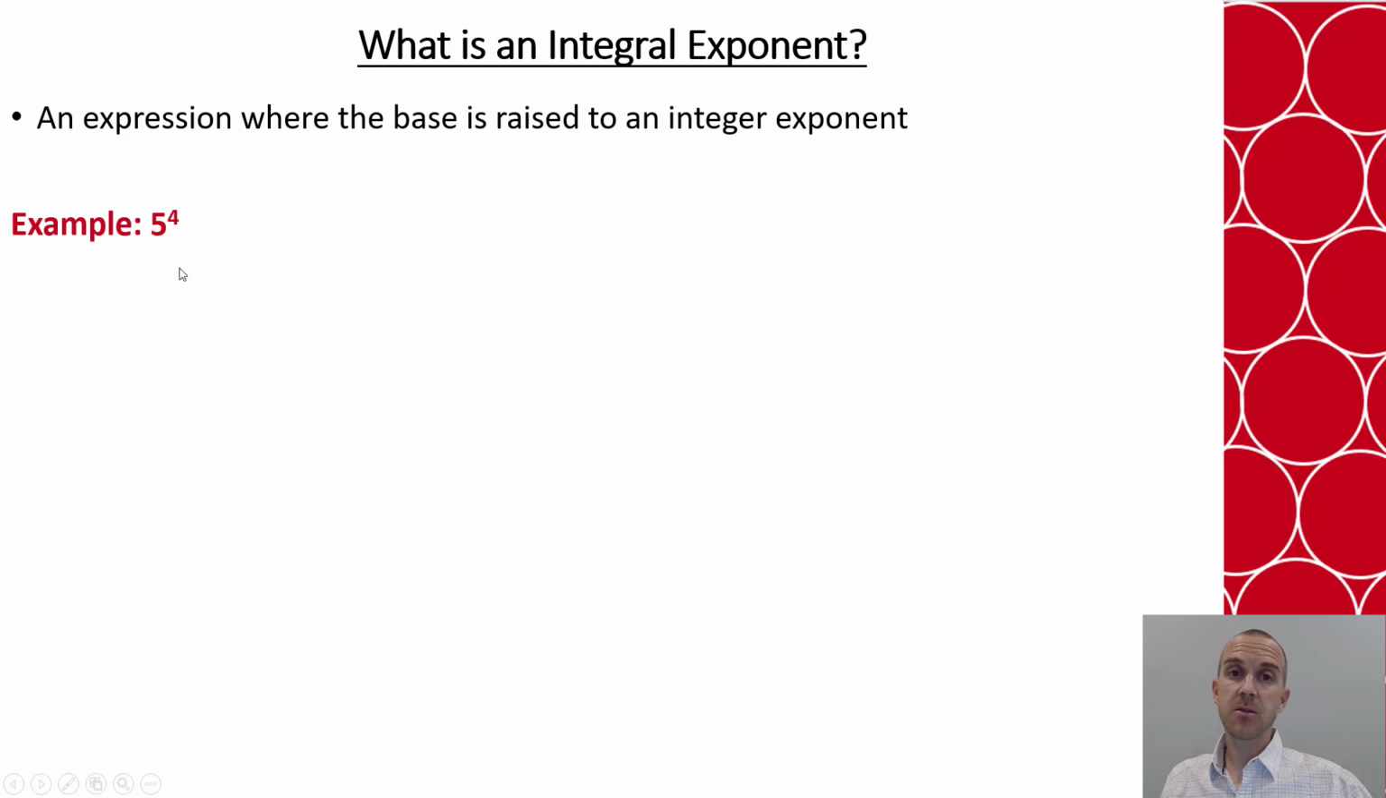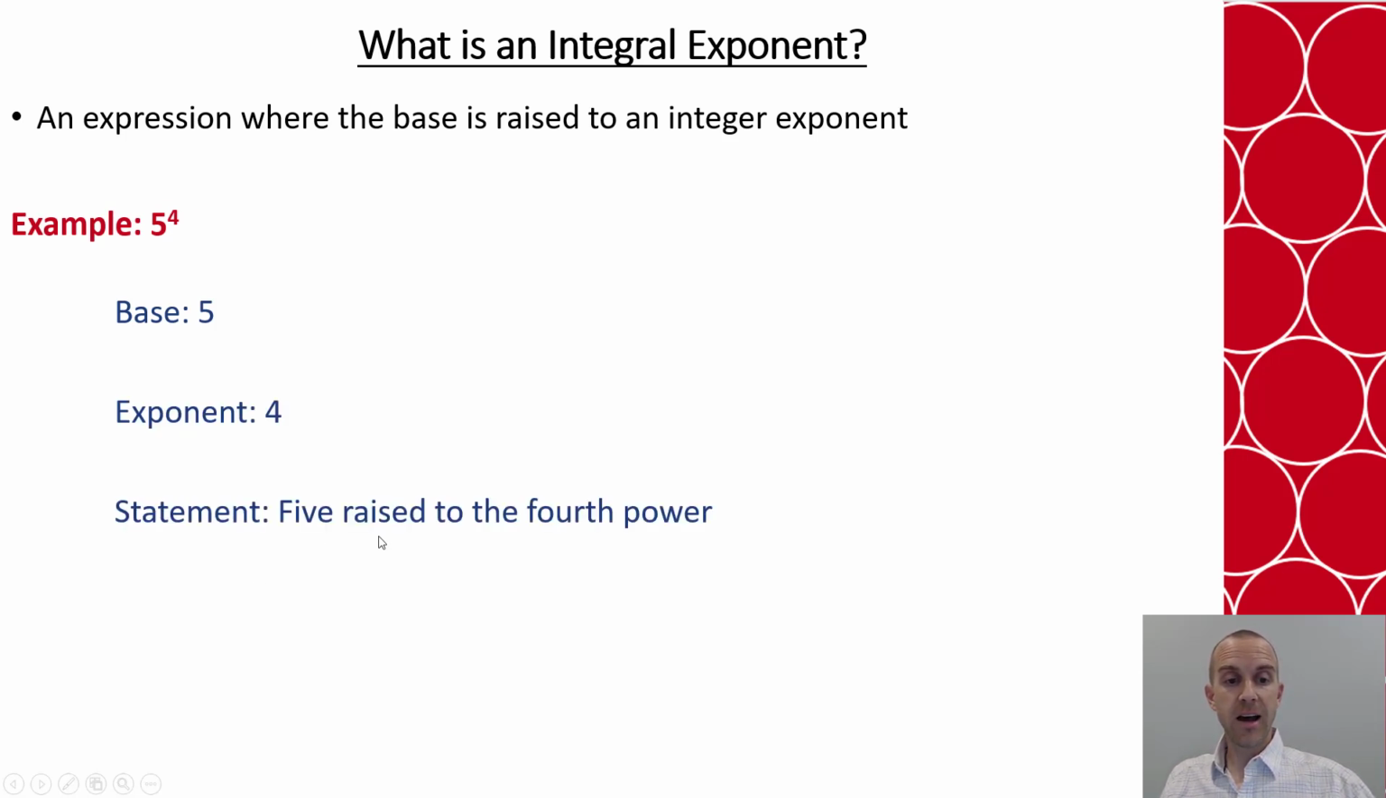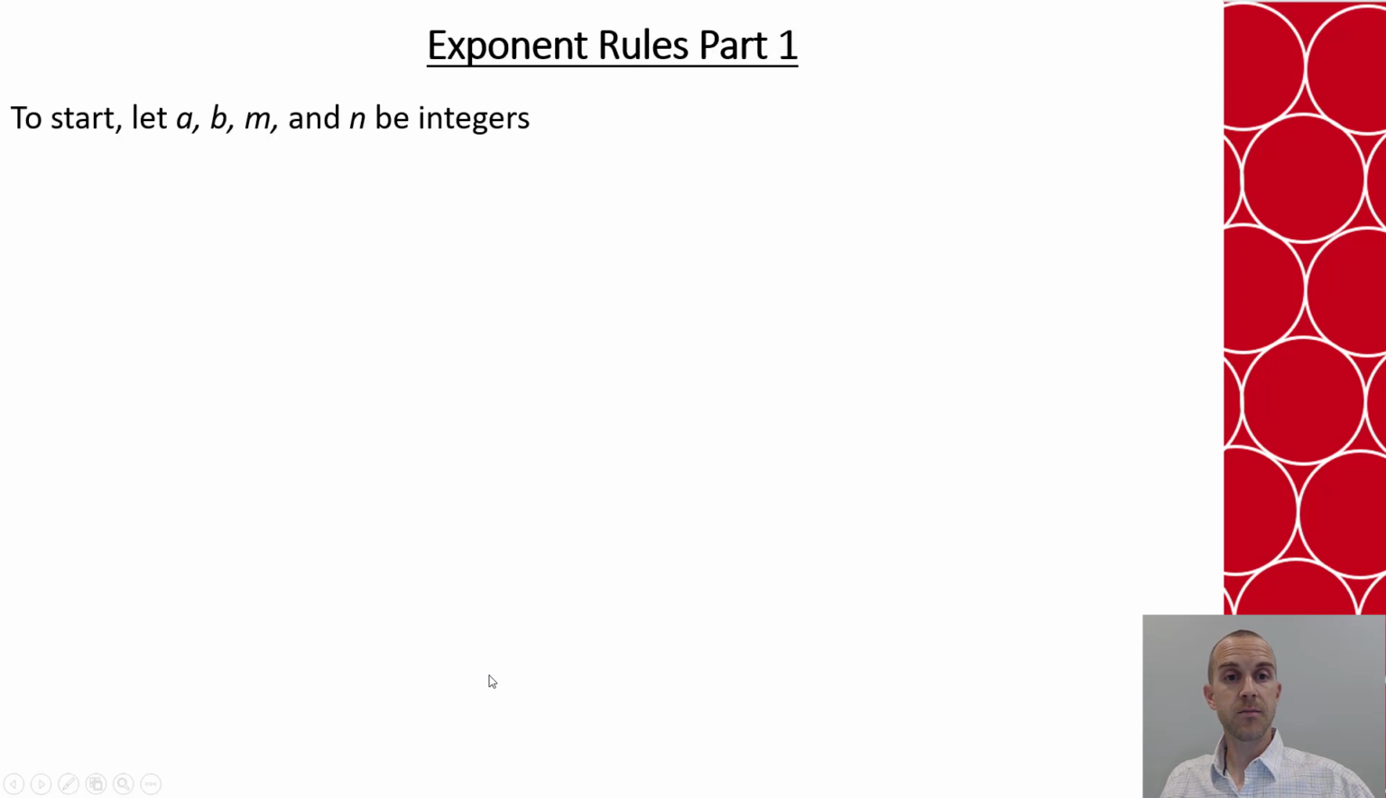If I have 5 to the 4th, my base is 5, the exponent is 4, and I say that, just like I just said, 5 raised to the 4th power. And what does that mean? Well, that means I'm going to take my base of 5 and multiply it by itself 4 times. So 5 times 5 times 5 times 5. And if I simplify that, it would become 625.